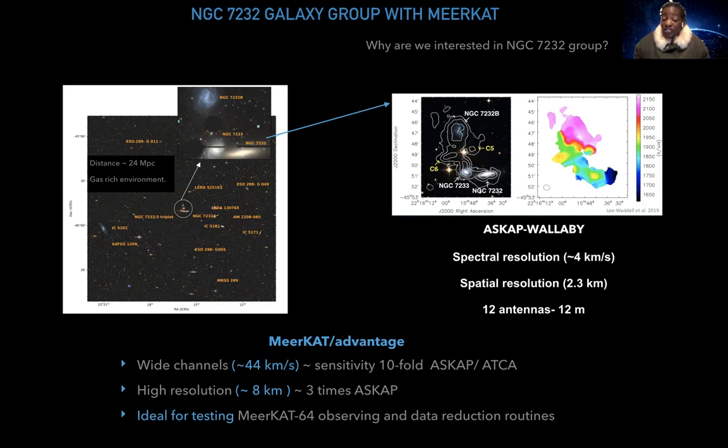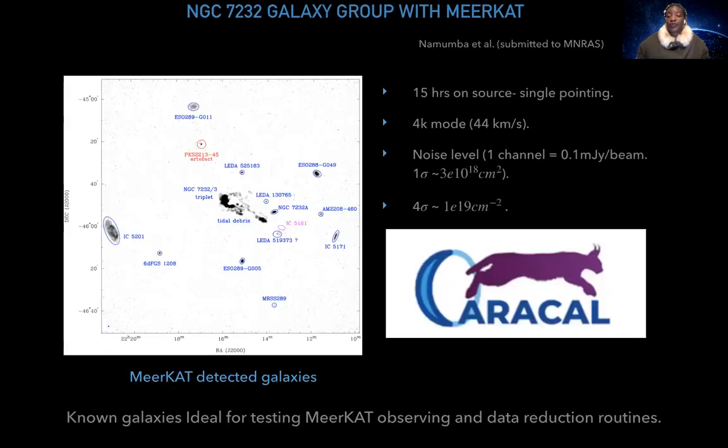The MeerKAT observations also have high resolution as compared to ASKAP, and that will allow us to resolve HI features if present. Last but not the least, this group has been studied with ASKAP and ATCA, and so there are some known galaxies in this group that can be used for testing the MeerKAT observing mode, and also testing data reduction routines that are being developed to calibrate and reduce MeerKAT's observations.